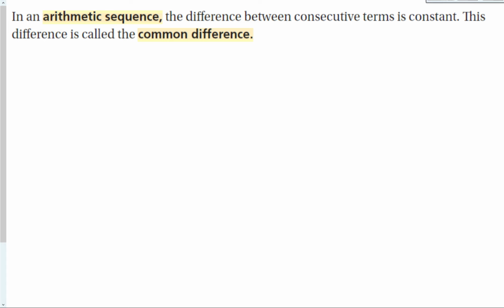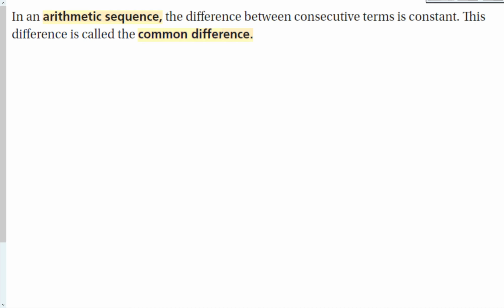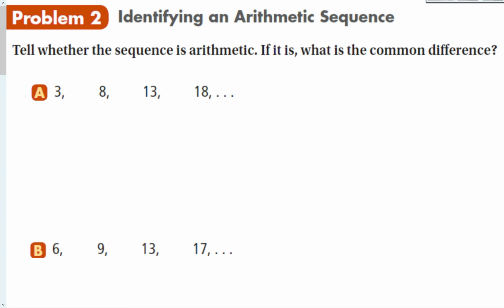So in an arithmetic sequence, all these previously are sequences, okay? Whether we're adding or we're multiplying. But for an arithmetic sequence, the difference between consecutive terms is constant, and it's called the common difference. Okay? So let's tell whether or not these sequences are arithmetic.